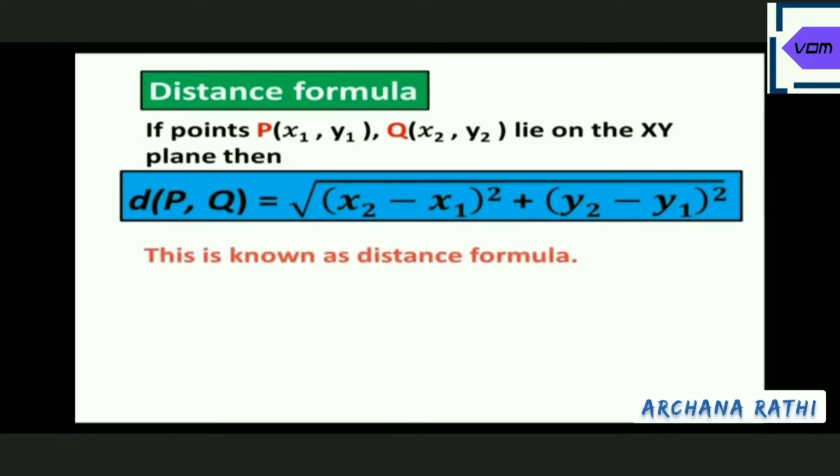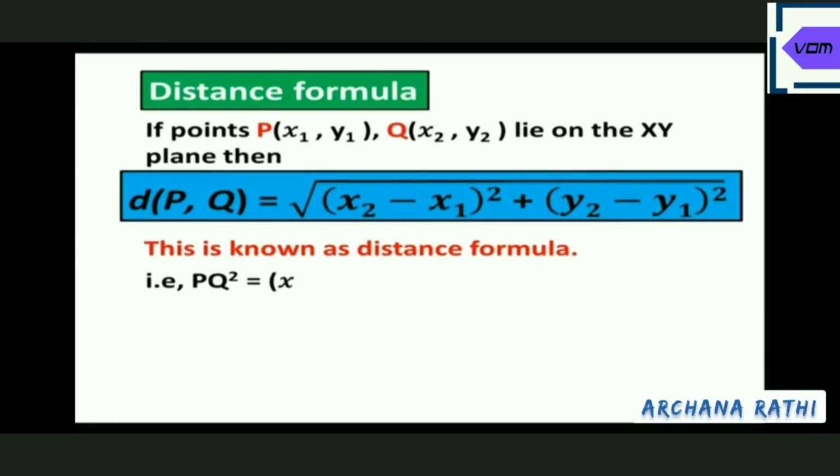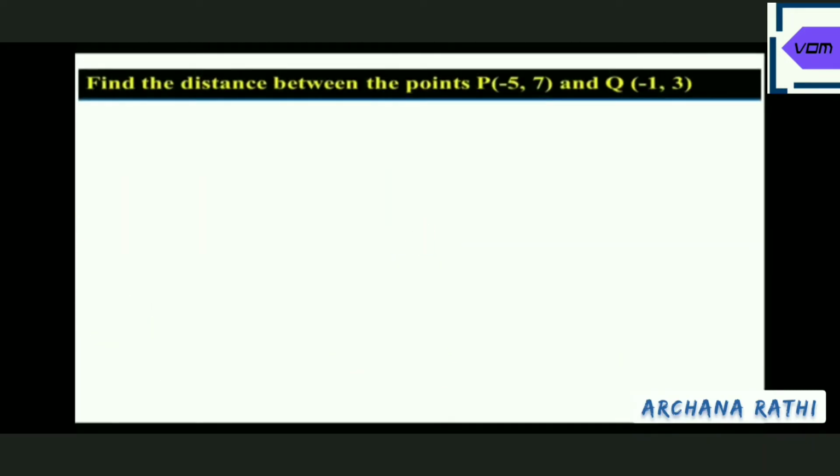This can also be written as PQ square is equal to (x2 minus x1) square plus (y2 minus y1) square, for calculation easy purpose. Also, you can write PQ square is equal to (x1 minus x2) square plus (y1 minus y2) square. So by using this distance formula, we can find the distance between any 2 points. So let us see one example. Find the distance between the points P(-5, 7) and Q(-1, 3).